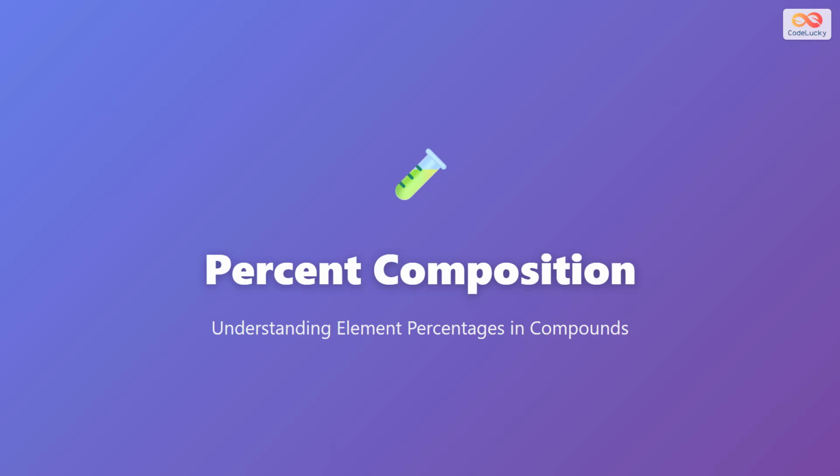Welcome to this lesson on percent composition. Percent composition is a fundamental concept in stoichiometry that helps us understand the makeup of chemical compounds. In this video, we'll learn how to calculate what percentage of a compound's total mass comes from each element present in that compound.